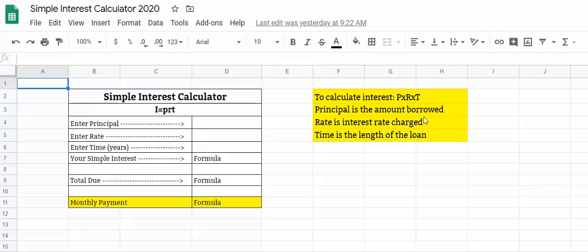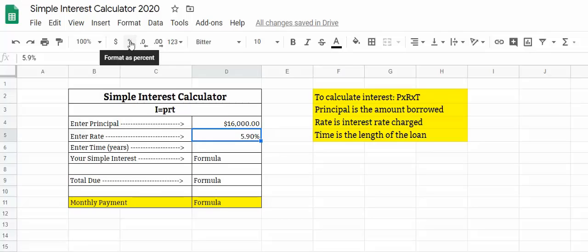Remember, the principal is how much somebody's borrowing from the bank, like to buy a car or a house. And the rate is the interest rate that the bank is going to charge you. And time is the length of the loan. And we're just going to use years in this example. So we want this calculator to work so that if we bought a $16,000 car at 5.9%, and notice that's formatted as a percent up here, so it put the percent sign after it, and it was for 3 years, this is where we need to put a formula.